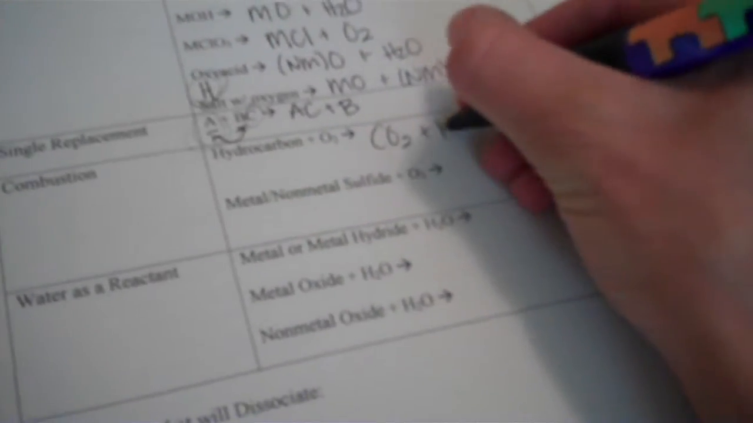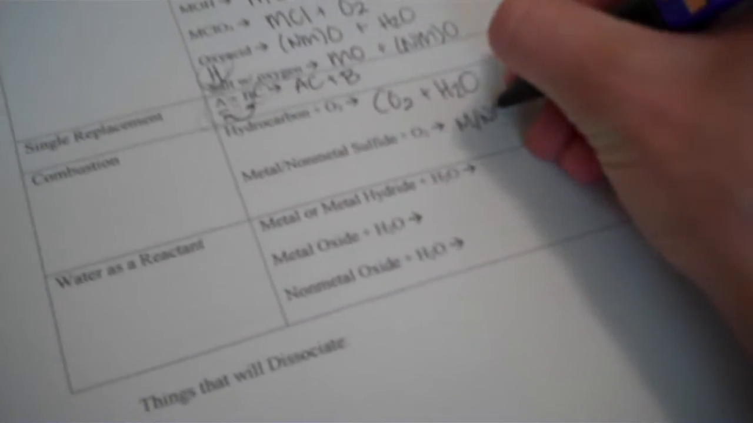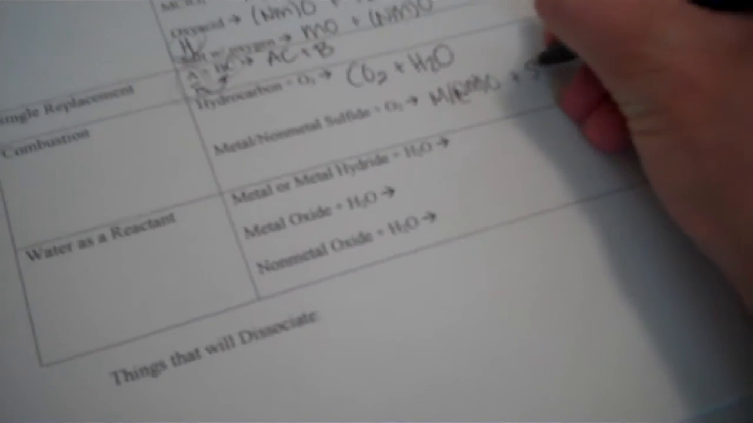Alright, combustion. We have a hydrocarbon plus O2 is going to make CO2 plus water. Your metal or non-metal sulfide plus O2 is going to make a metal or non-metal oxide plus SO2. No net for these.